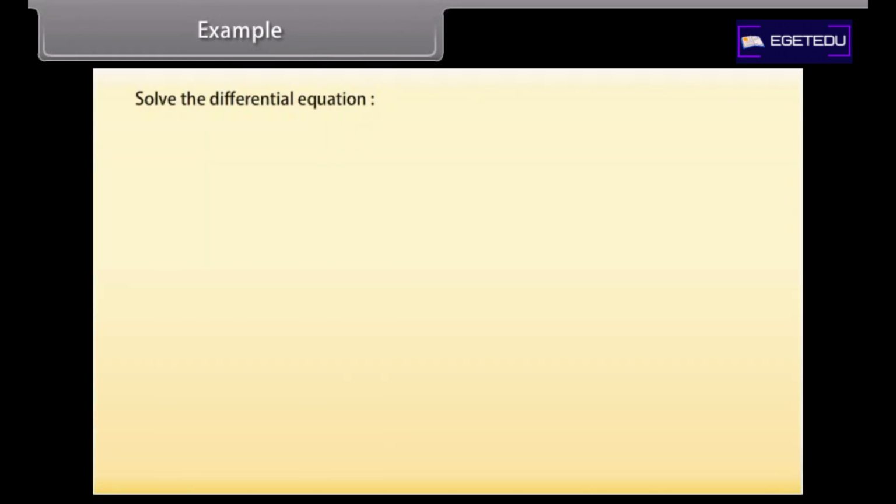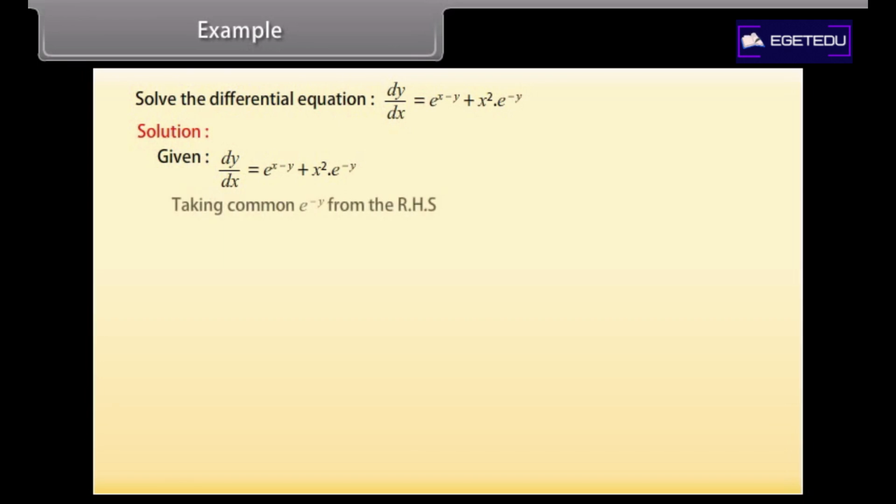Example. Solve the differential equation dy by dx equals e raised to the power x minus y plus x square into e raised to the power minus y. Solution. Given dy by dx equals e raised to the power x minus y plus x square into e raised to the power minus y. Taking common e power minus y from the right hand side, we get dy by dx equals e raised to the power minus y into (e raised to the power x plus x square).